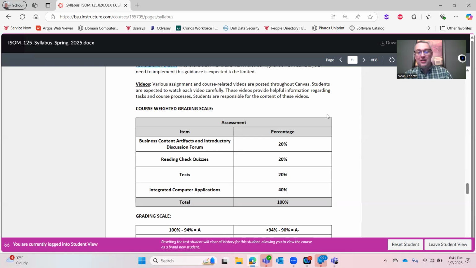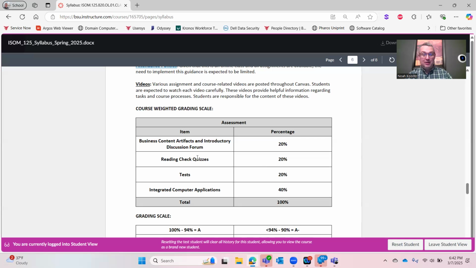So, all that said, how was your grade calculated, and what exactly does that mean on a university grading scale? Glad you asked. So 20% of your grade is going to be business content artifact assignments. There's going to be some of those there, and the introductory discussion forum. Another 20% will be your reading check quizzes every week.